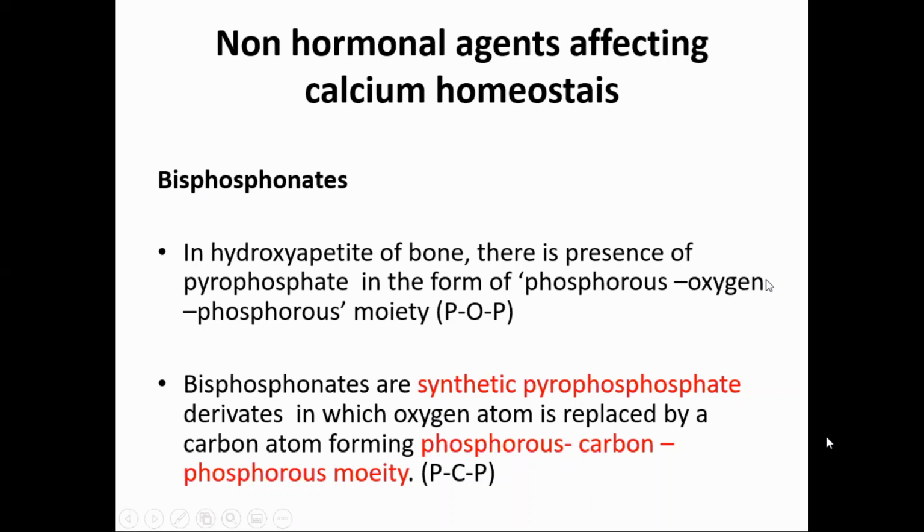So continuing with the same topic, the drugs and hormones that take part in calcium homeostasis. Parathyroid hormone, vitamin D, and calcitonin are endogenous hormones that take part in calcium homeostasis, and synthetic analogs of these hormones are also present, which are used in different bone disorders. We are now continuing with the non-hormonal agents that affect calcium homeostasis. One important drug in this group is the bisphosphonate.